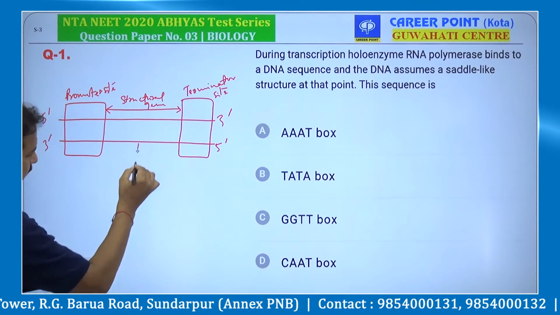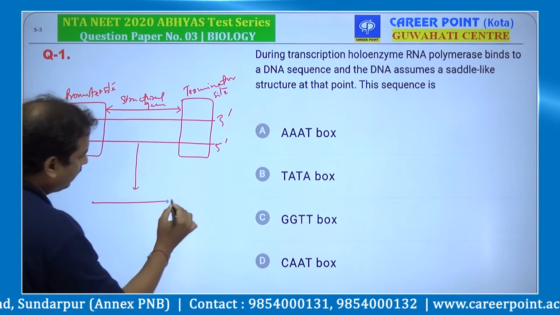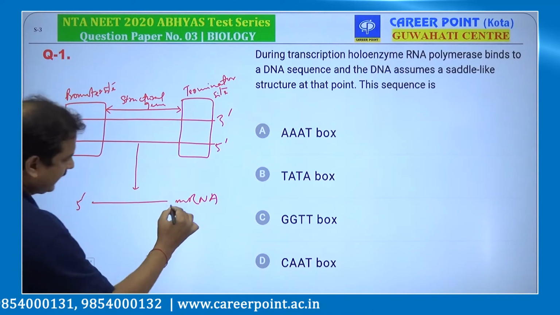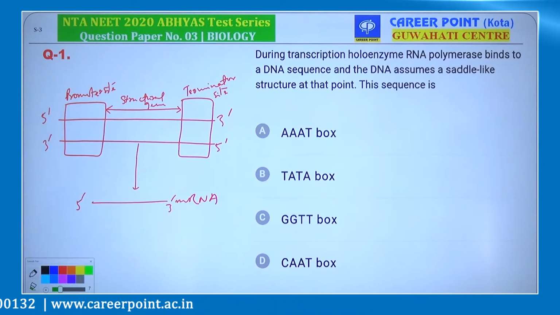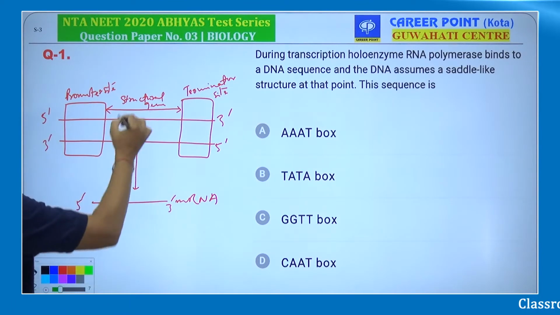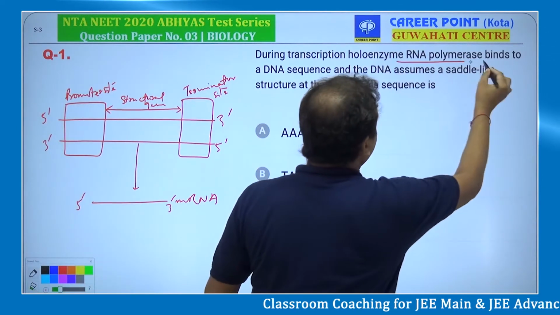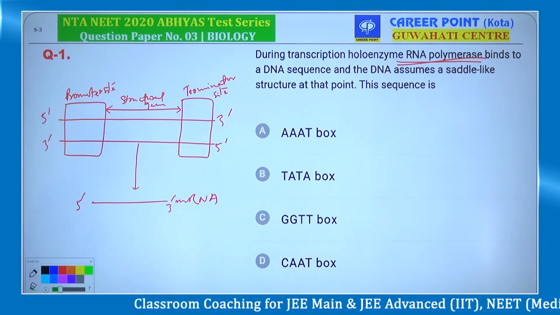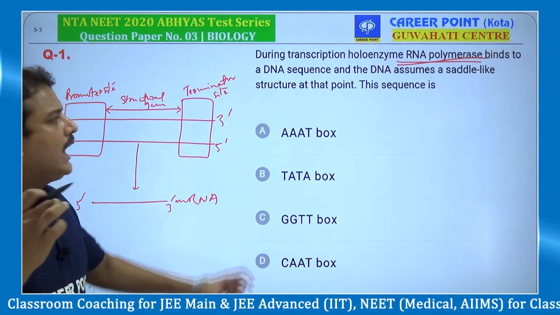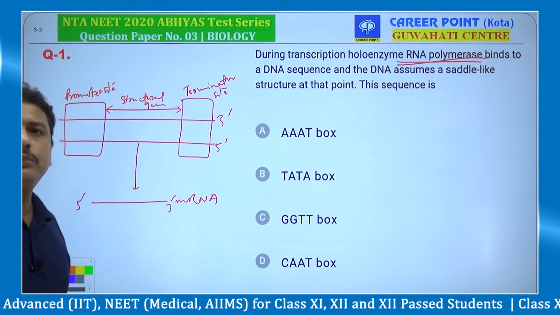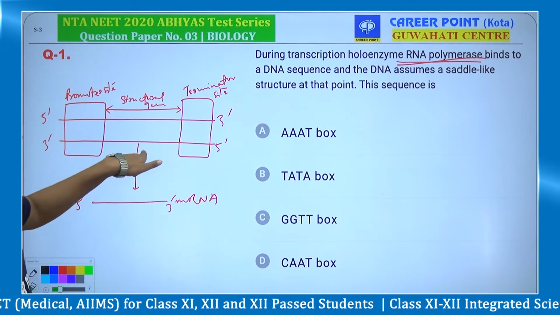So this particular portion is transcribed to form an mRNA. This is transcription. Transcription means the formation of mRNA from the DNA strand. Now, this structural gene is transcribed. Ultimately, please remember the RNA polymerase enzyme is responsible for transcription. That RNA polymerase is what? DNA dependent RNA polymerase. So it will produce an RNA from DNA.